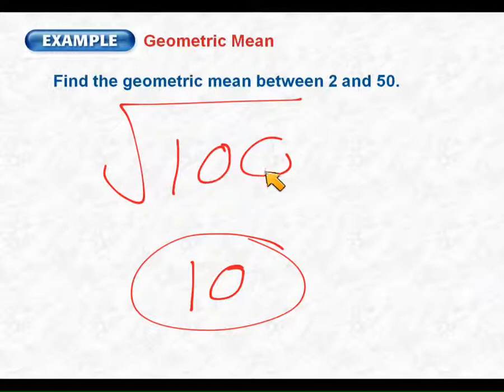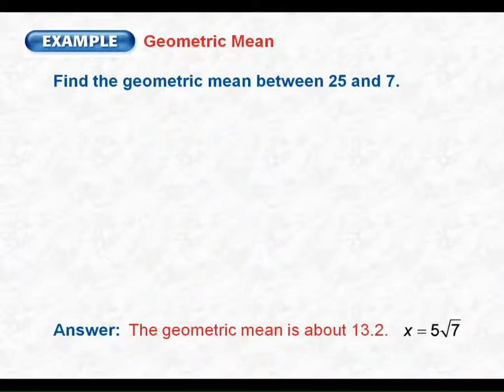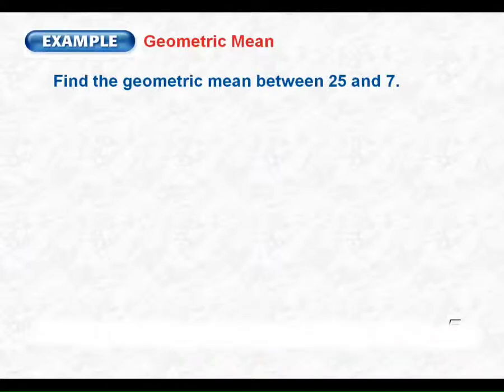Okay? This isn't always a perfect square. If it's not, you just simplify it just like you did on that sheet. Okay? Let's look at another one. Like this one. I left the answer there. Okay. So, I want the geometric mean between 25 and 7. Go ahead and try that first, and then we'll check the answer together.